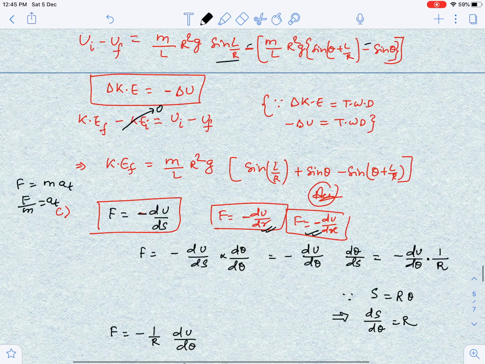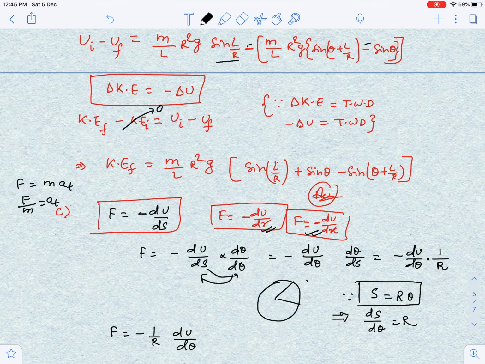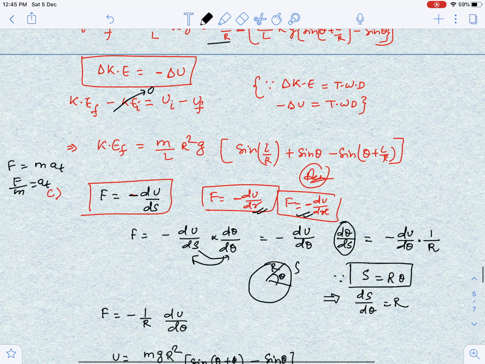Now multiplying and dividing by d theta, I just rearrange this. So dU by d theta times d theta by ds. But you know, guys, that s is equal to r into theta, because arc length is, suppose s, this is theta, this is r. So s is equal to r theta. Differentiating both sides with respect to theta, I got ds by d theta is equal to r. So in place of d theta by ds, I can put 1 by r.